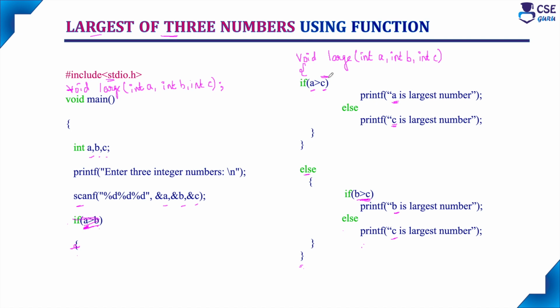In the function body, there are three parts. First is the declaration part. Here we are excluding this declaration part since we have not used any other variables apart from a, b and c.